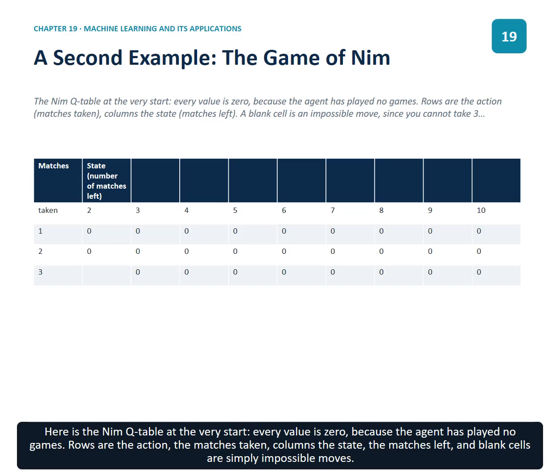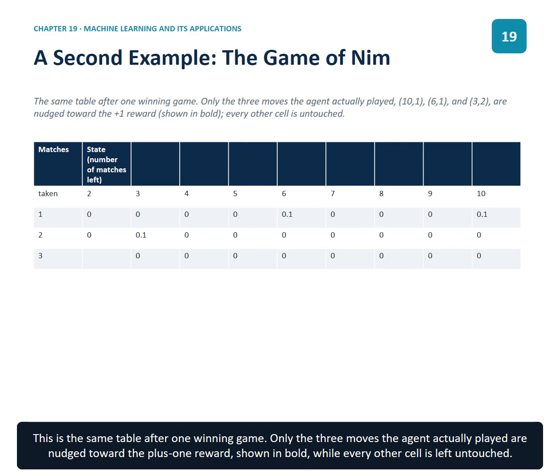Here is the NIM-Q table at the very start. Every value is 0 because the agent has played no games. Rows are the action, the matches taken, columns the state, the matches left, and blank cells are simply impossible moves. This is the same table after one winning game.